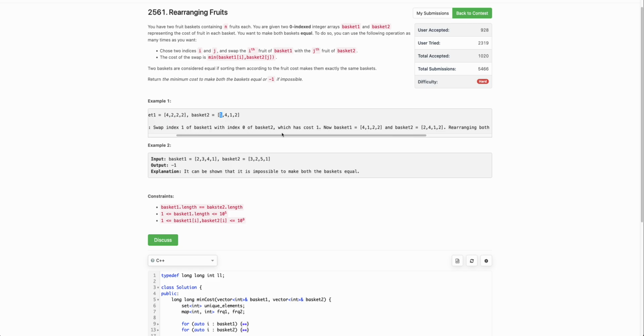So with cost 1, you are able to make both the arrays equal. Why are they equal? Because if you sort this, it would be 1 2 2 4. If you sort this, it would be 1 2 2 4, which is equal. And hence with just a cost of 1, you are able to make the baskets equal, and hence the answer is 1. So 1 is the minimum cost. There is no other cost possible less than 1 which can make both the baskets equal, and hence 1 is the answer. Now how to solve this?